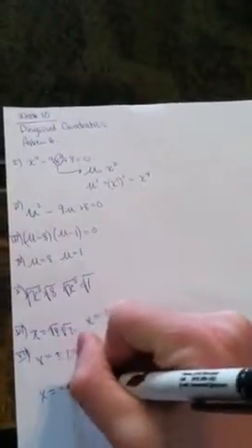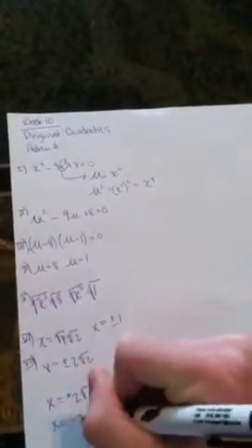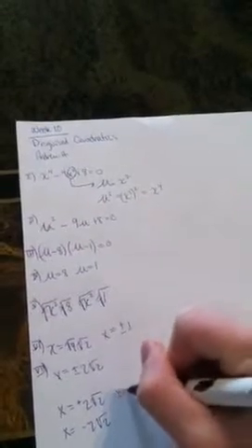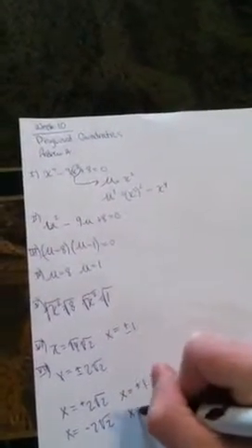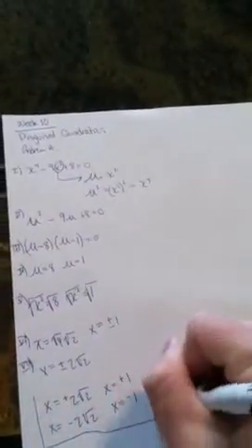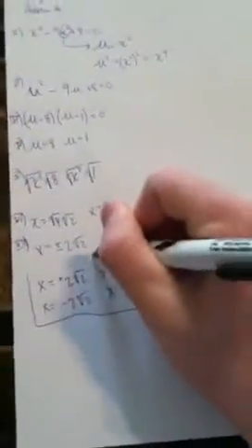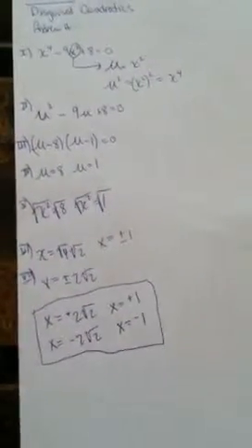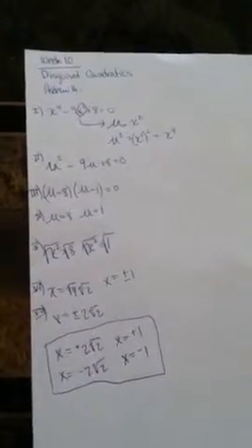So our answers are x equals plus 2 root 2, or x equals negative 2 root 2, or x equals plus 1 and x equals minus 1. And there is our answer. So that's how you solve a disguised quadratic using the u.